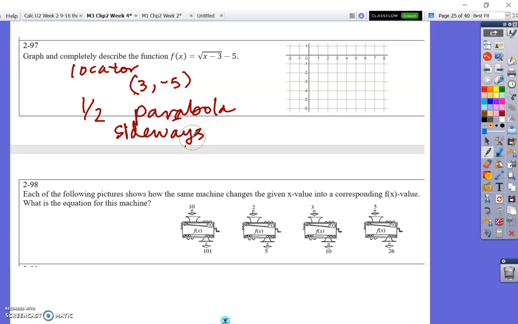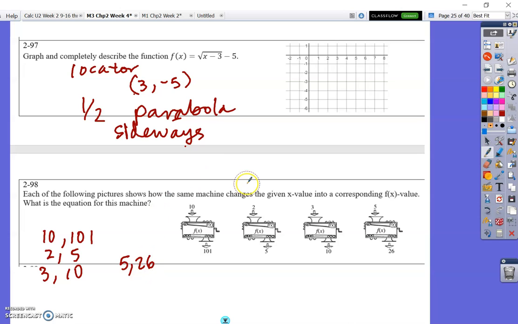This one, each of the following machines changes given x value to corresponding f of x value. What is the equation in the machine? So 10 becomes 101, 2 becomes 5, 3 becomes 10, 5 becomes 26. So what am I doing to these numbers?